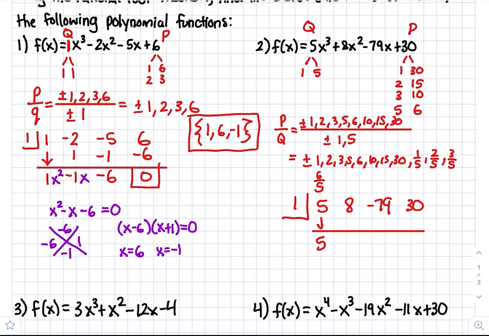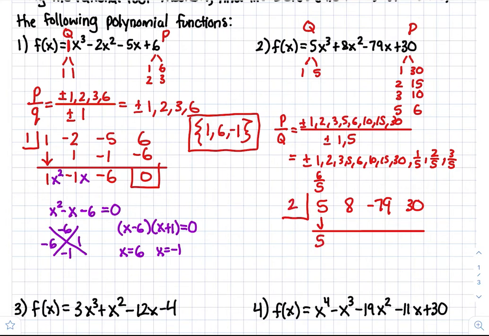So drop down the 5. 5 times 1 is 5. 5 plus 8 is 13. 13 plus 1 is that. And I'm pretty much going to stop there because once you add those together, I see it gives you that. There's no way negative 66 times 1 is going to give us negative 30. So we can't do 1.